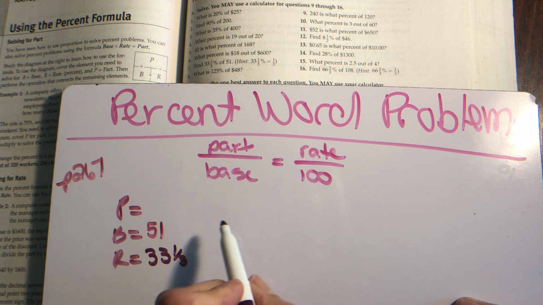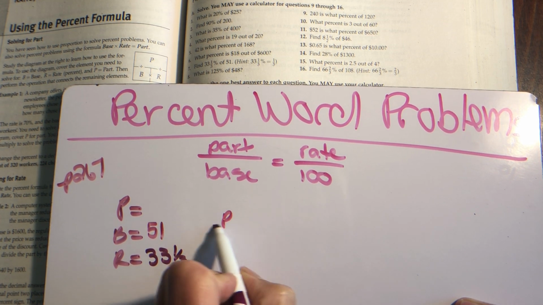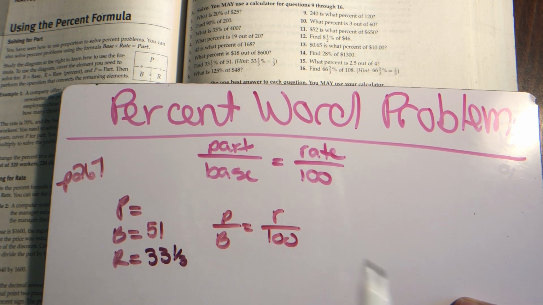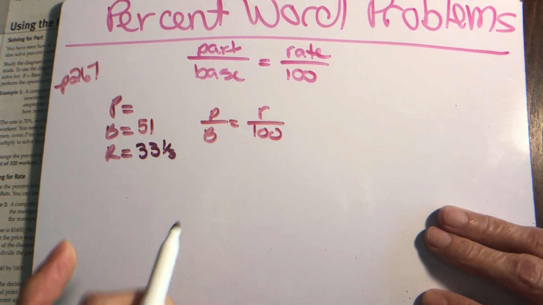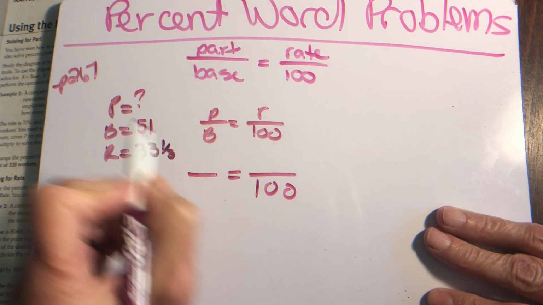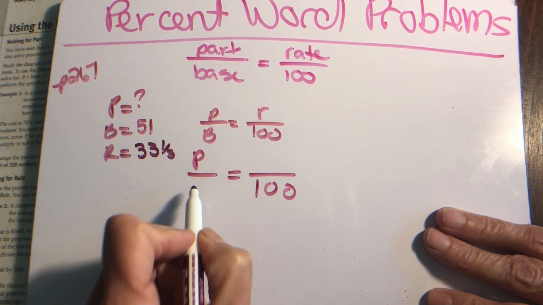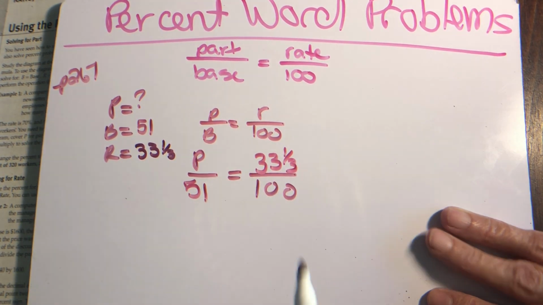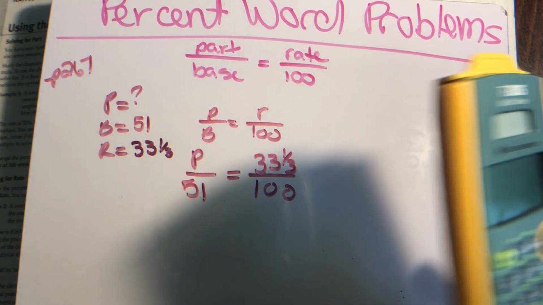Now, you can come over here and do your part. Don't skip your steps. Just because you start getting used to doing the problems, don't start skipping things. Then you empty it out and you put your numbers in. We don't know part, so P stays in. 51. Just put it as a fraction here. It's fine.